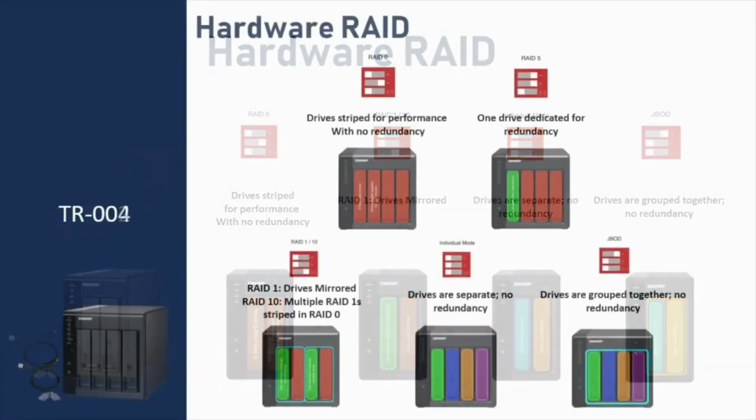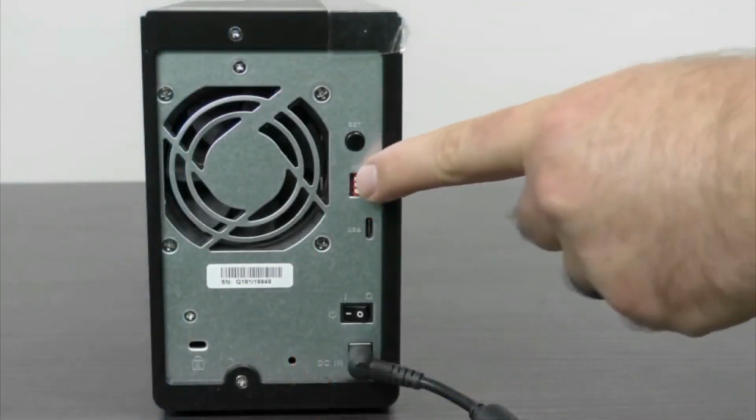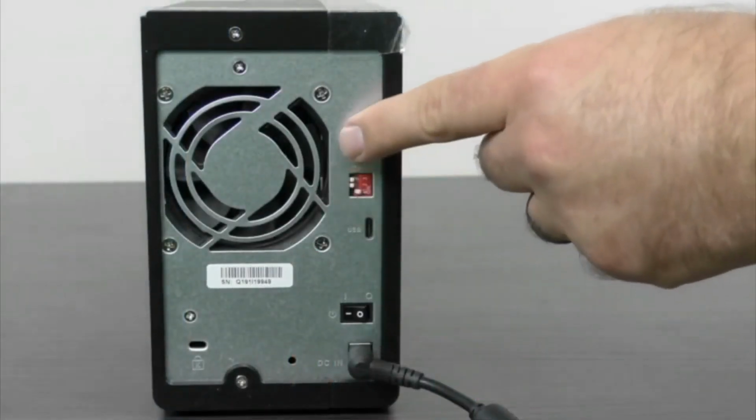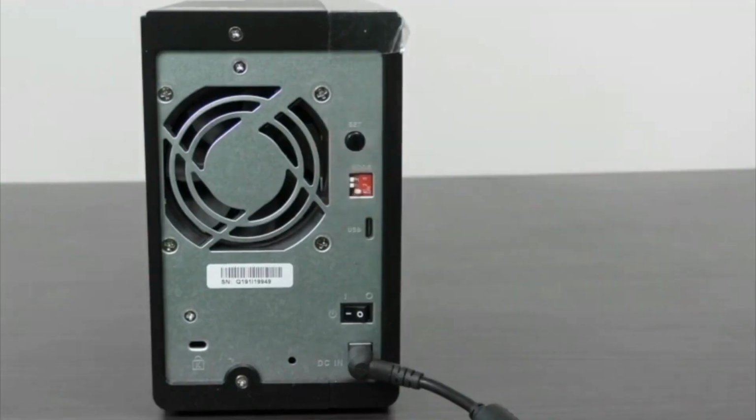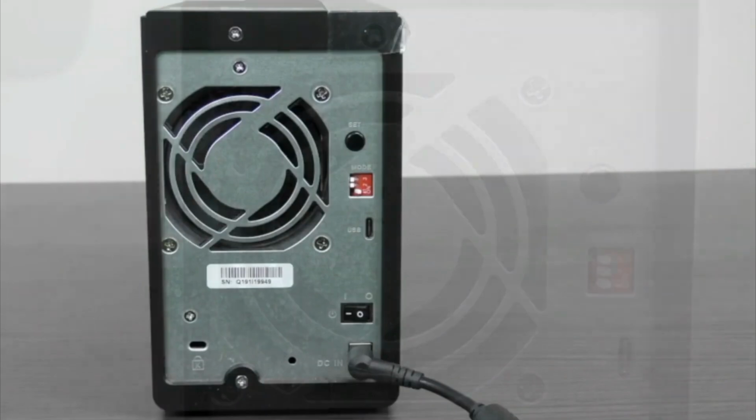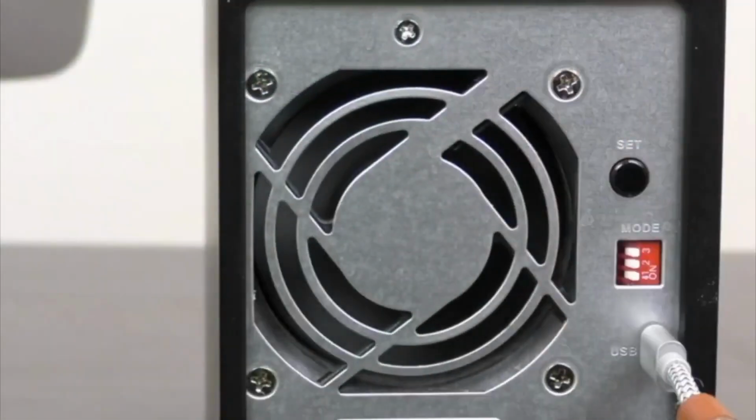To use the Hardware RAID controller, simply set the 3 switches to the appropriate configuration for the RAID of your choosing, and then hold the set button for 3 seconds. You should hear a beep when you've held the button long enough. Keep in mind that when you set the RAID, any previously stored data on the drives will be lost. Once the RAID is set, you can connect it to your computer.